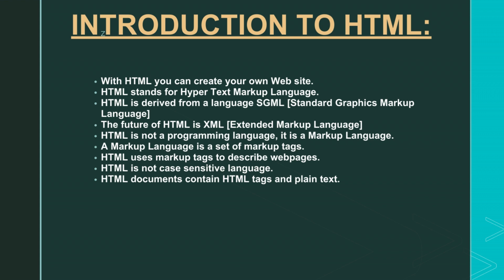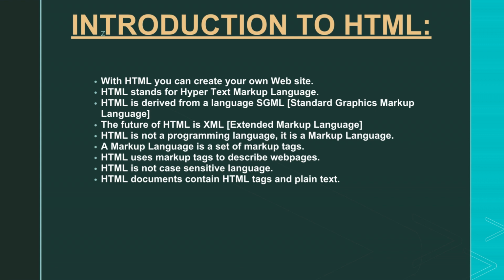HTML is not a programming language, it is a markup language. A markup language is a set of markup tags. HTML uses markup tags to describe web pages. HTML is not a case sensitive language. HTML documents contain HTML tags and plain text. HTML elements label pieces of content such as this is a heading, this is a paragraph, and this is a link, etc. It is the elements that tell the browser how to display the content. It consists of a series of elements that we can mention above.